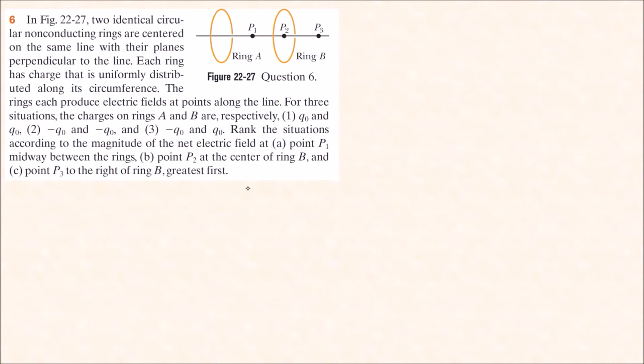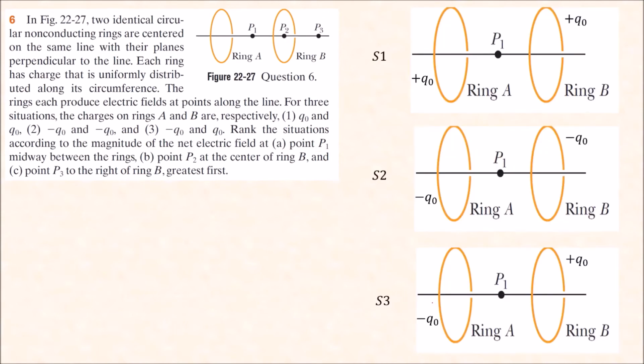Let's focus on part A at point P1. Which situation, 1, 2, 3, creates a bigger electric field at point P1? I think it would be where the charges are opposite. That's right. Very good. Yeah, you noticed that. And what about the other two? They both cancel out. Very good. Yes. All right. So these are the situations.